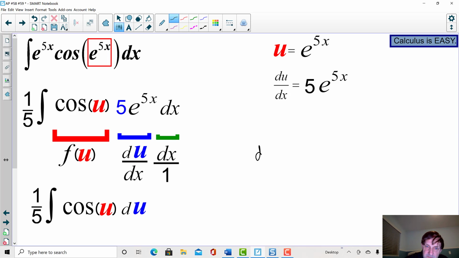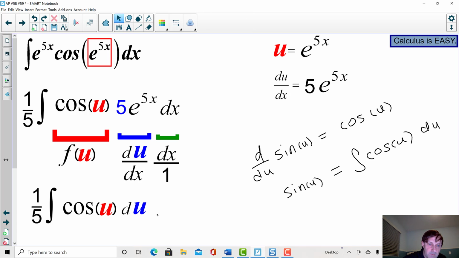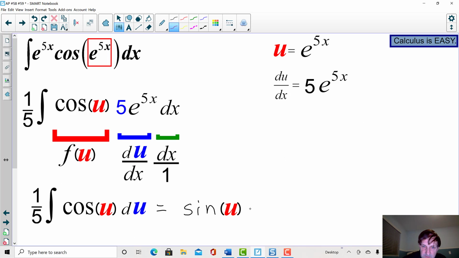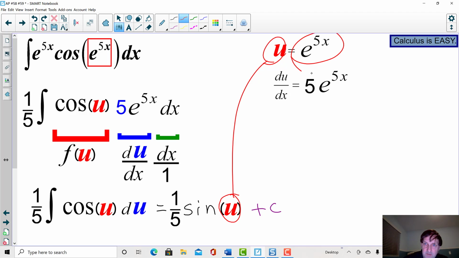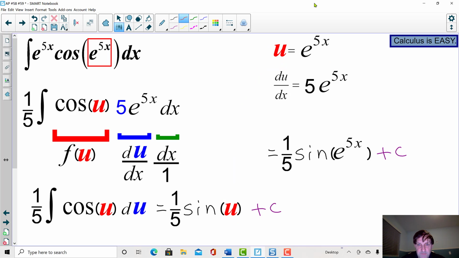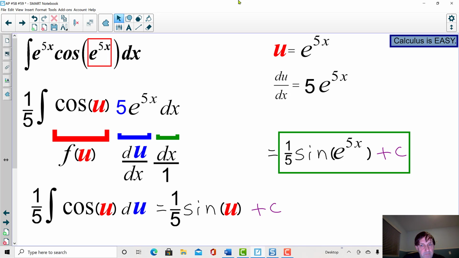Now remember, the derivative of sine is cosine, so that means the integral of cosine is just going to give us sine. So this integral right here is just going to give us sine of u. Don't forget the plus c, and don't forget the 1/5 in front. And the last thing, your u was supposed to be e to the 5x. Okay, that's your final answer. Let's put a box around it. And that's it.